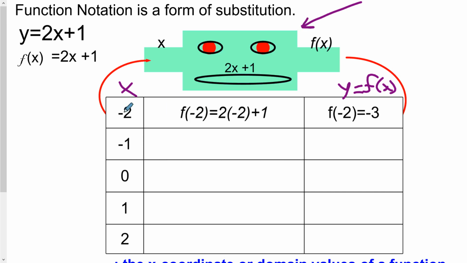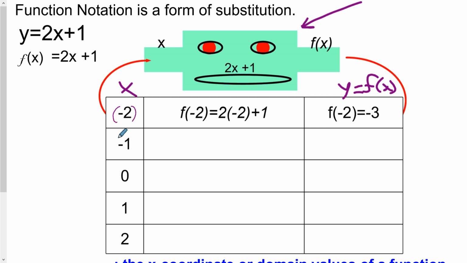We have f of negative 2, because what we're saying here is that x equals negative 2. So we're going to be looking at f of negative 2. That's going to equal 2x plus 1, where x is negative 2. 2 times negative 2 is negative 4, and negative 4 plus 1 is negative 3. So again, input negative 2 into our function, and it outputs the y value.